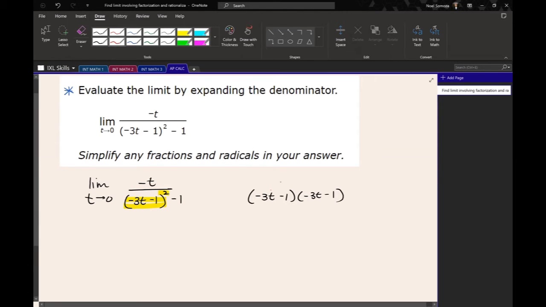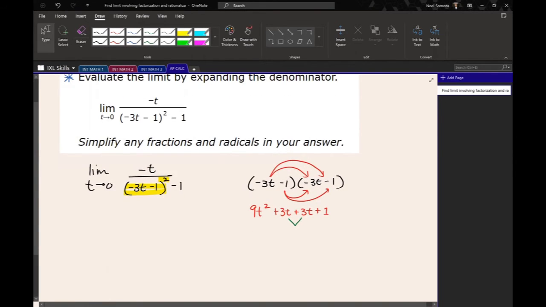we'll end up with negative 3t times negative 3t, which is a positive 9t squared. Negative 3t times negative 1 will be a positive 3t. Negative 1 times negative 3t will be a positive 3t. And then finally, negative times negative will be a positive 1. Okay, so the expansion gives us this, all right? But we can combine some like terms because we have 3t plus 3t. So ultimately, this actually cleans up to be 9t squared plus 6t plus 1.